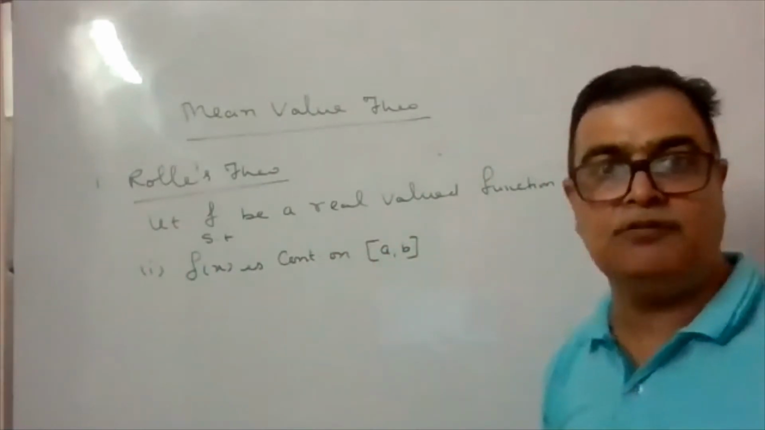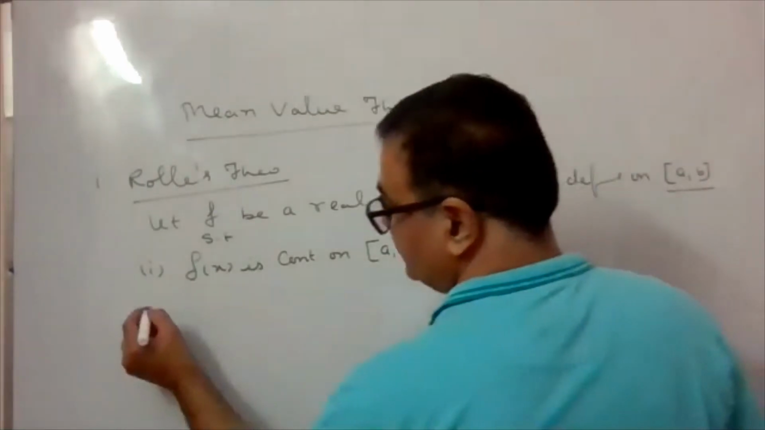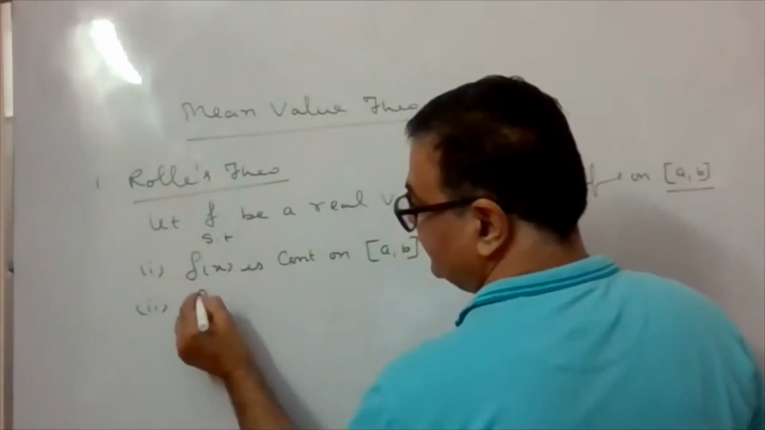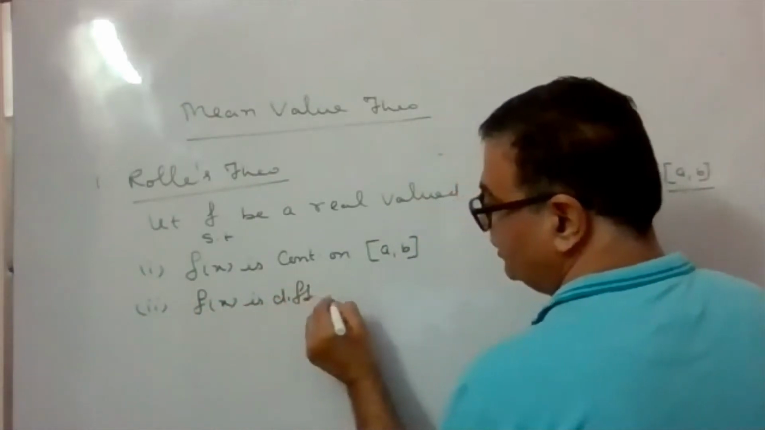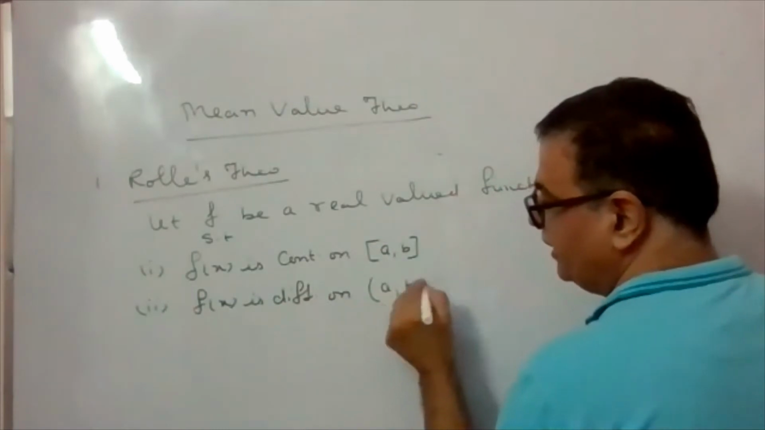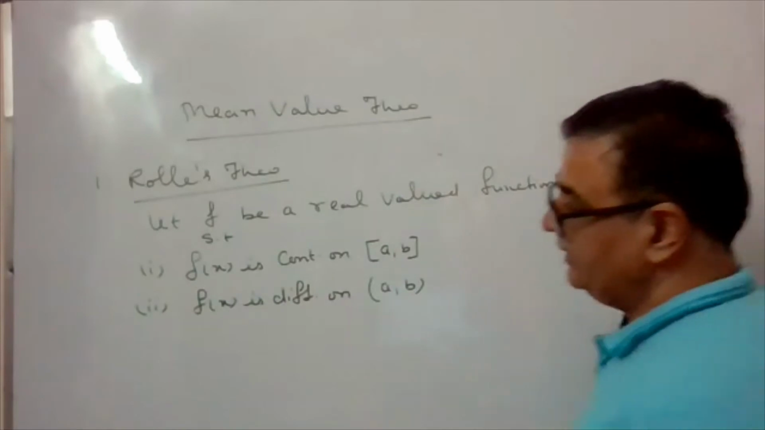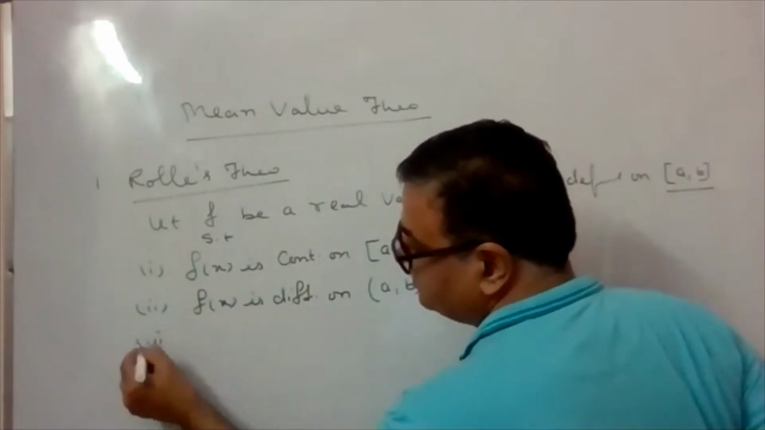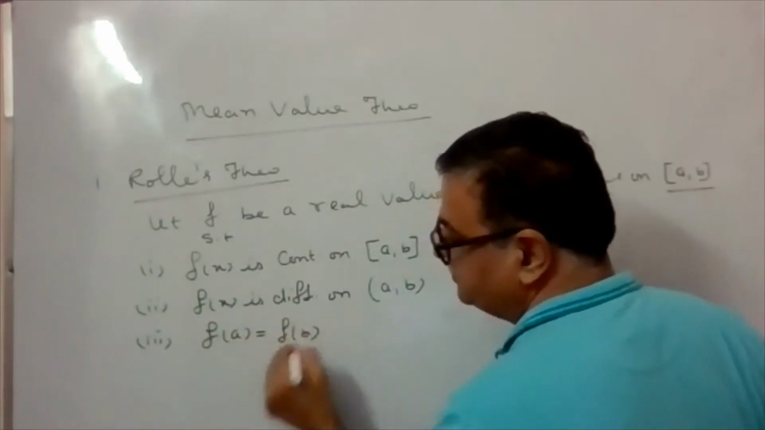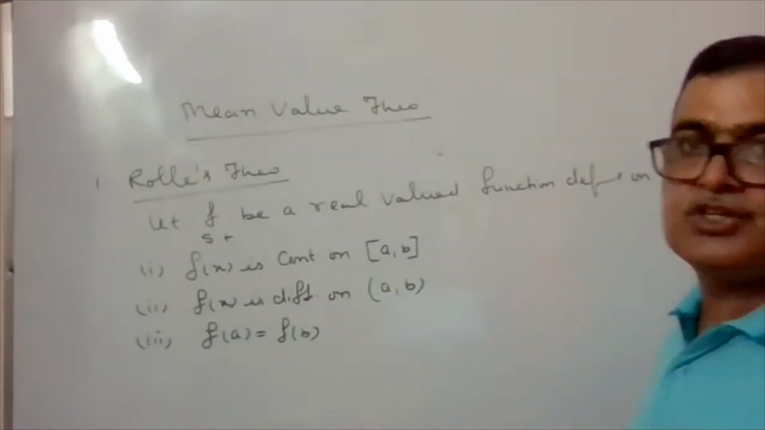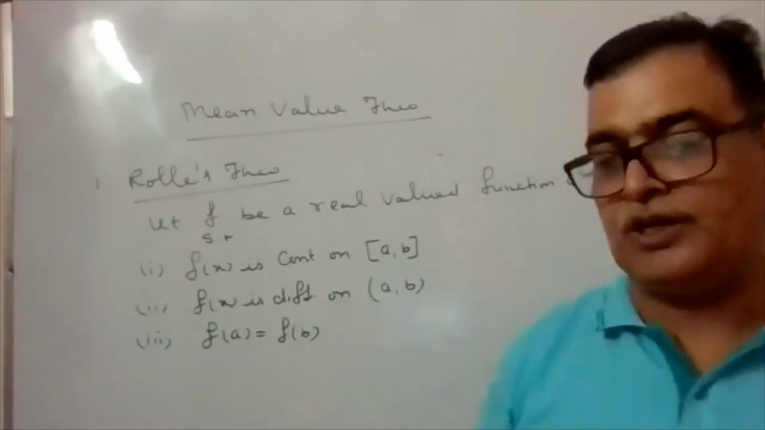The function which you have is clearly continuous on closed interval [a, b]. Second condition: f(x) is differentiable on open interval (a, b). And the third condition is f(a) is equal to f(b). These are the three conditions a function must satisfy. We are having one function.